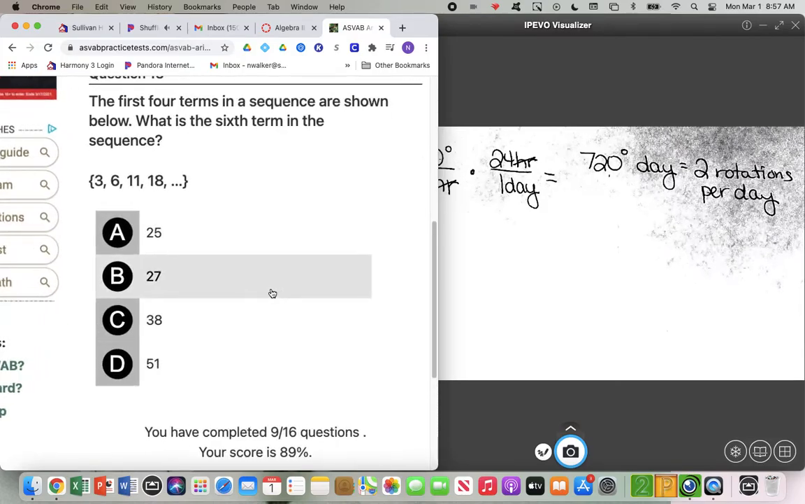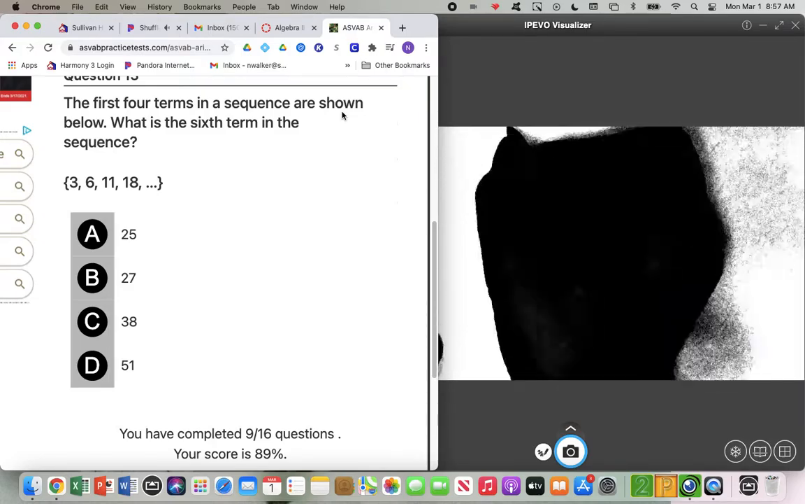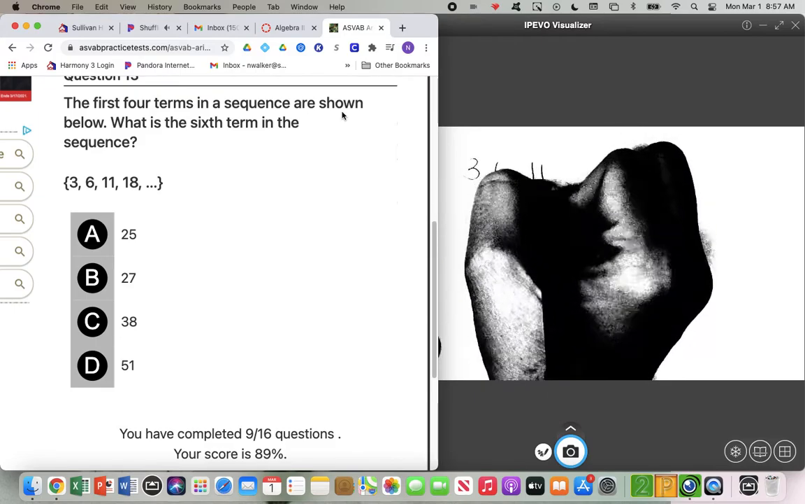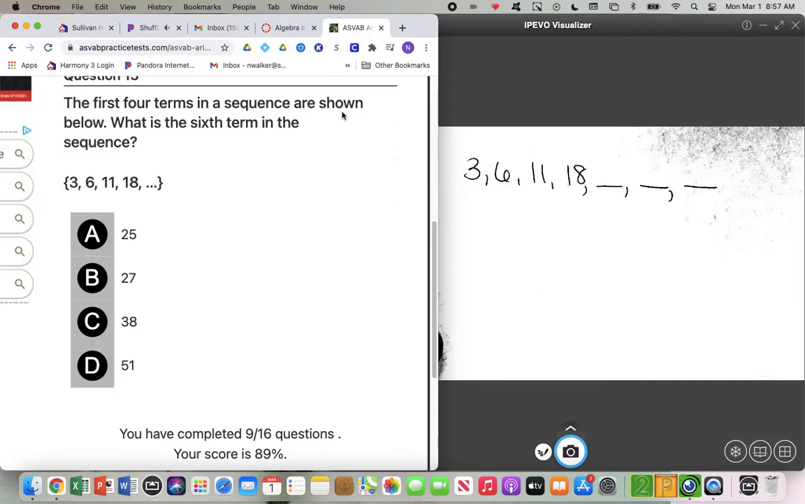Oh, I like this question. All right, the first 4 terms are in a sequence. What is the 6th term? If you guys look, what is the pattern between these numbers? So 3, 6, 11, 18, and then the sequence is going to continue. Do you guys see a pattern there?